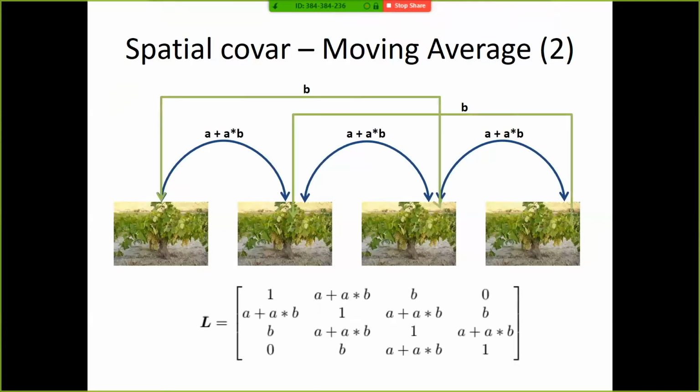So a moving average 2 model is a little more complex, where neighboring vines are explained by A plus A times B. Again, B is a value between 0 and 1 that we're going to optimize for. And the covariance between the first and third vine is a value of B. And here's the corresponding covariance matrix.